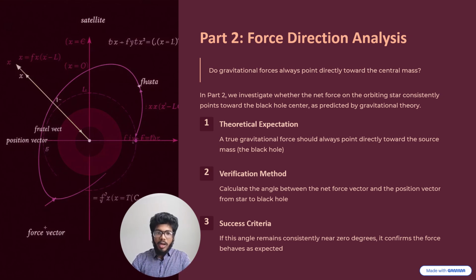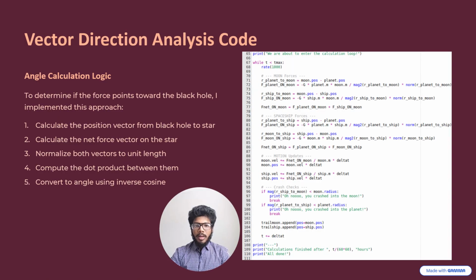In Part 2, the goal was to investigate whether the net force on the orbiting star always points directly towards the black hole. This checks whether the force truly behaves as a central gravitational force. I calculated the angle between the force vector and the position vector from the star to the black hole. When the angle is so close to 0 degrees, it confirms the force points inward, which matches real gravitational behavior.